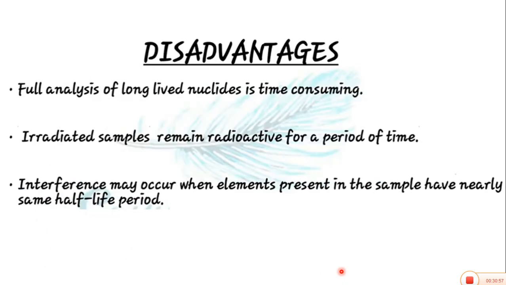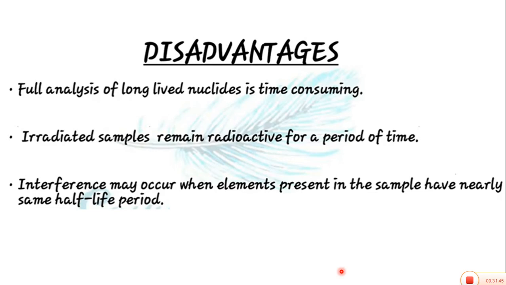Now the disadvantages. Full analysis of long-lived nuclides is time consuming. Definitely, if a nuclide produced through this process has a long life of years, it is not possible to analyze it for a long time. The irradiated sample remains radioactive for a period of time. When you irradiate the sample material for analysis, it will release radiation for a long time, and it is not usable freely without any precautions.